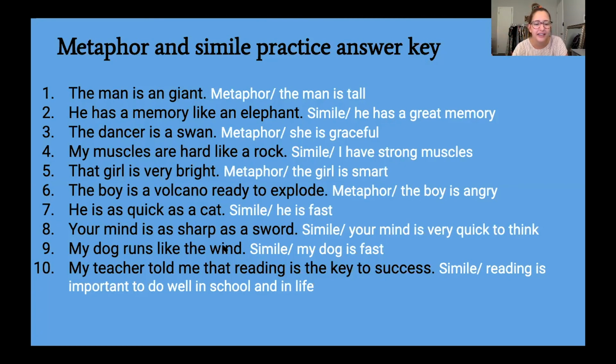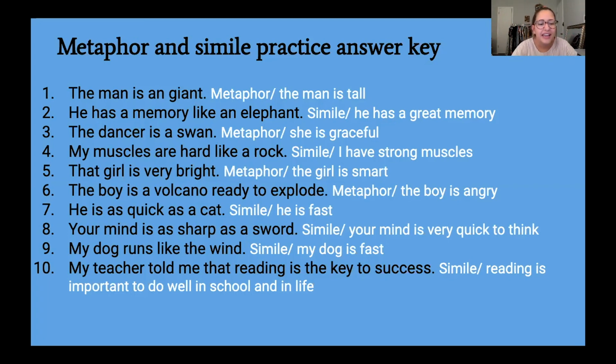And then number 8, your mind is as sharp as a sword. So this one's a little bit tricky too, but first of all, it's a simile because it uses "as." When someone says that your mind is sharp, it means that you're very quick to think, that you have ideas really fast, that you're very smart, that it's easy for you to think of something.